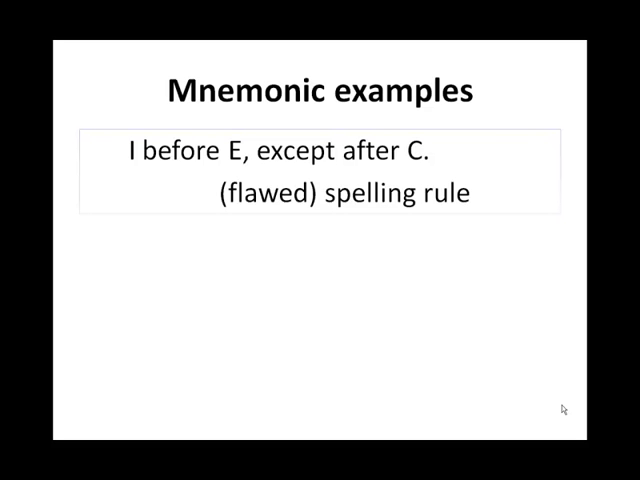But it's actually a flawed spelling rule. If you want to look up cases where it doesn't hold, use your friend Google, right? But in the meantime, I still recall this every time that I have to write niece. So I before E, except after C, right?